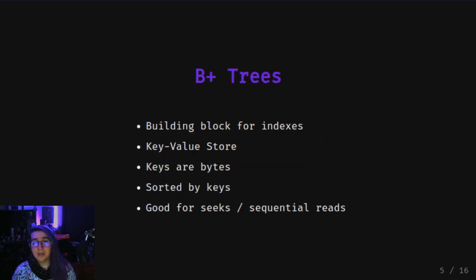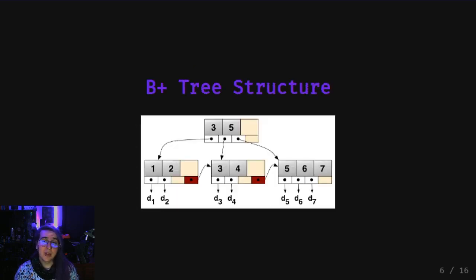So databases typically use B+ trees for storing indexes. You can think of them as key value stores where the keys are bytes and are sorted from lowest to highest. B+ trees also have the property of being efficient for seeking into a sorted list and to then sequentially read ranges of key value pairs from that. Here's a rough picture of what the structure of a B tree looks like.